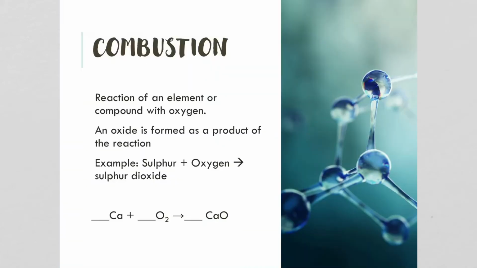Now, a combustion reaction is a reaction of an element or a compound with oxygen, and we form oxides as products of these reactions. So one example would be sulfur and oxygen makes sulfur dioxide, or in the example we have down here, calcium plus oxygen makes calcium oxide. We can see that we don't have quite enough oxygens on the product side, so now we'll need to put a 2 here, so our reaction is balanced.